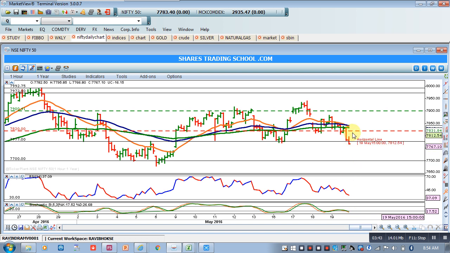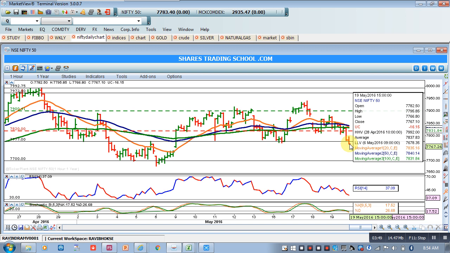If it breaches yesterday's low, that is 7766, rather, to be precise, the 7760 level, then we should go short and our target should be 7700. So this is the Nifty trading strategy which we can adopt today.